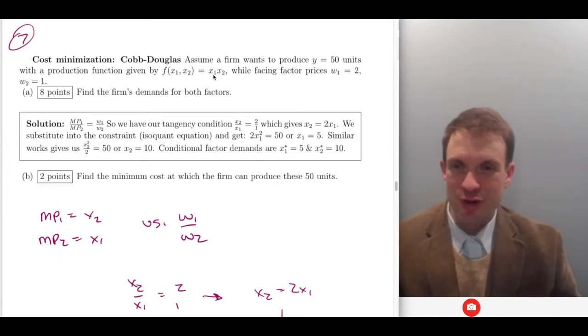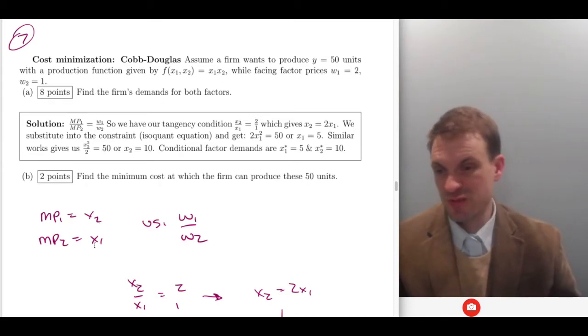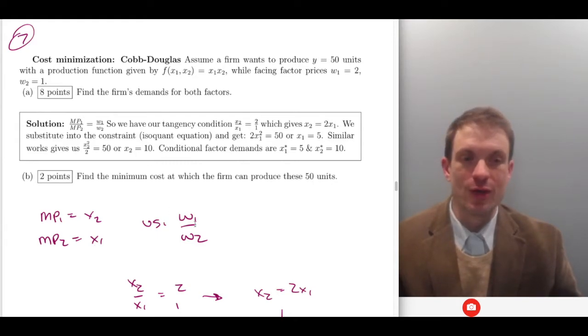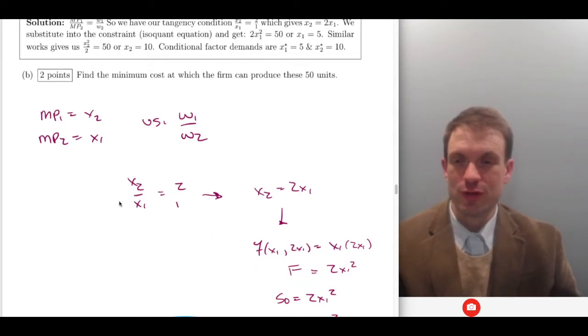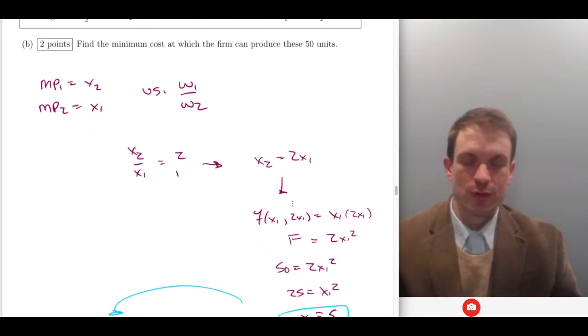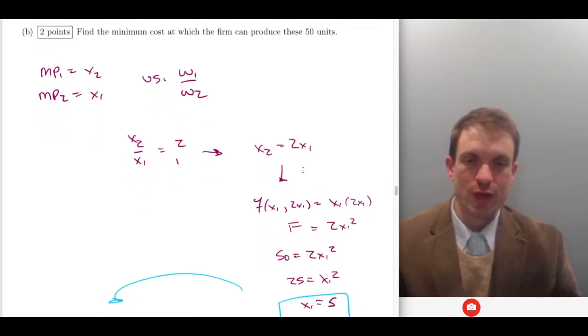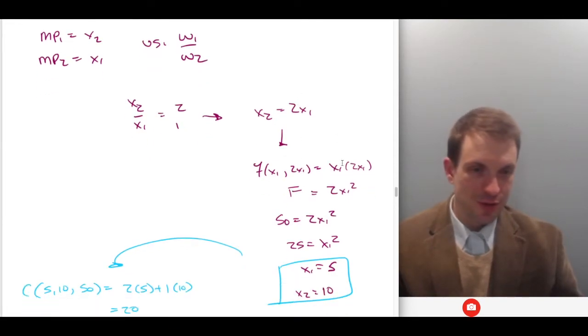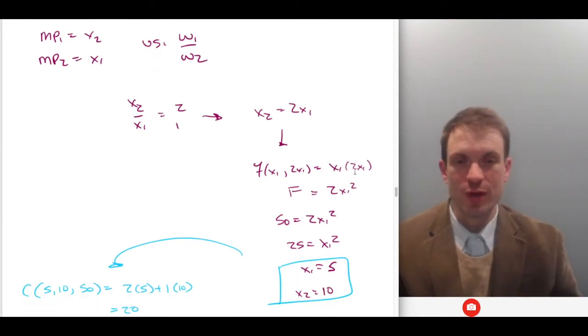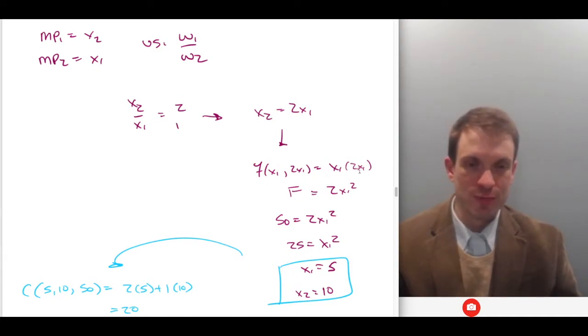So what did I do? I said, all right, staring at this thing, marginal product of factor 1, take the derivative with respect to x1, that's just going to be x2. Marginal product of factor 2 is the derivative with respect to x2, that's just going to be x1. We're going to compare this to omega 1 over omega 2. Good. So that's going to be x2 over x1 equals 2 over 1. So solving, we get x2 is equal to 2x1.